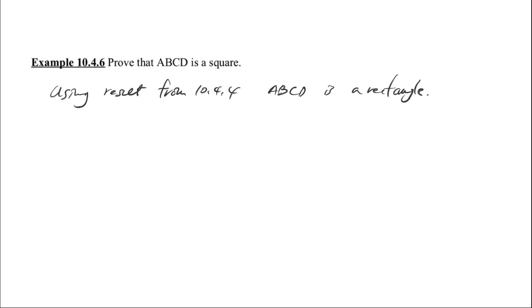So this was intended to be continuous. So using the result from 10.4.4, ABCD is a rectangle. Okay, stating that is so much quicker than doing it all over again, right? And now all we have to do is show that the diagonals are perpendicular. That's all we gotta do, guys.